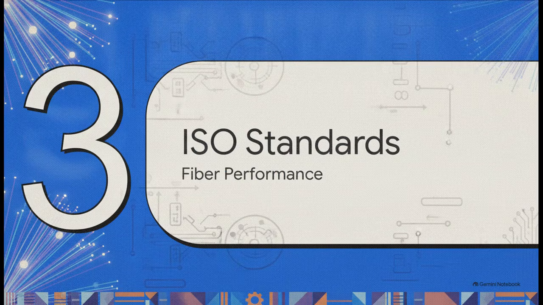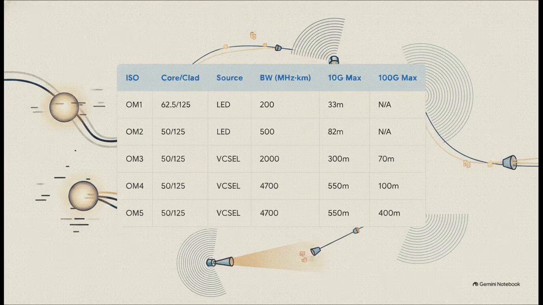Next up, Section 3, the blueprint, ISO fiber performance standards. So, having covered the physics and the core differences, let's decode the raw technical blueprints. To standardize network design, the industry relies on ISO ratings. Let's track how multi-mode grades have evolved, from OM1 through OM5. You'll notice a massive leap in bandwidth capabilities here.